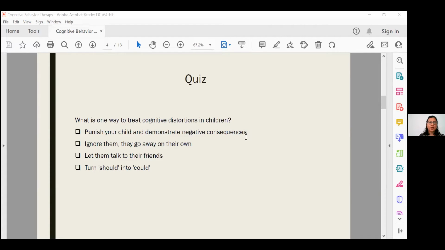Okay. What is one way to treat cognitive distortions in children? Do we punish our child and demonstrate negative consequences? Do we ignore them and they go away on their own? Or do we let them talk to their friends? Or turning shoulds into coulds? Okay, everybody says 4. Can anyone tell me why 4 and how 4?